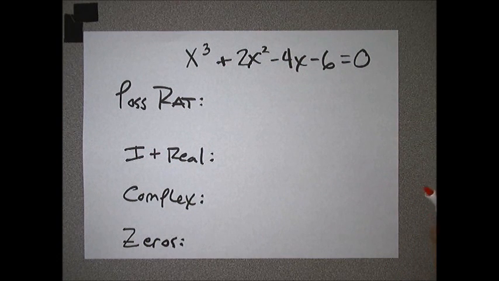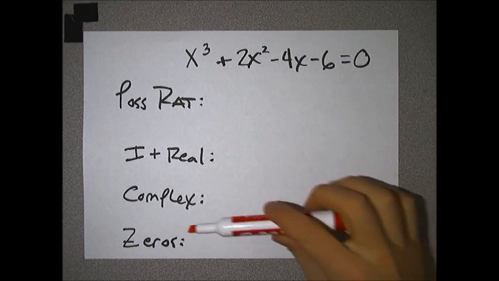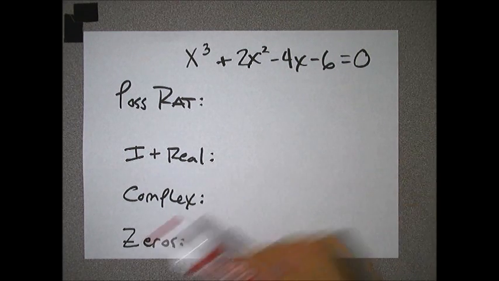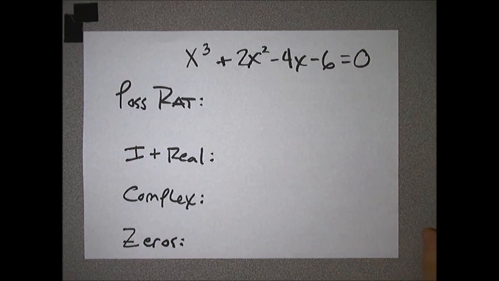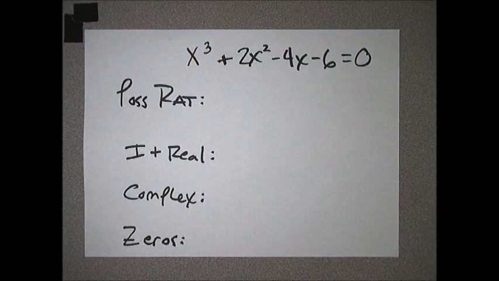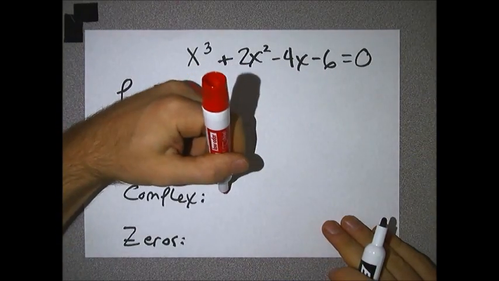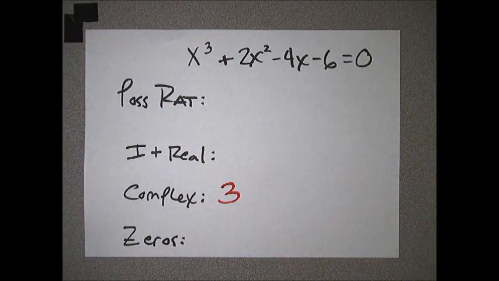Okay, so they give us an equation. It's a polynomial, x to the third plus 2x squared minus 4x minus 6. They ask for a whole bunch of things. First one, the easiest one to start with, is what is complex? Complex is the combination of real plus imaginary. So whatever your degree is, that's how many complex answers you have. So I have 3 complex answers.